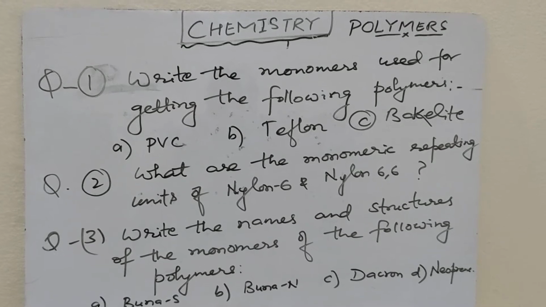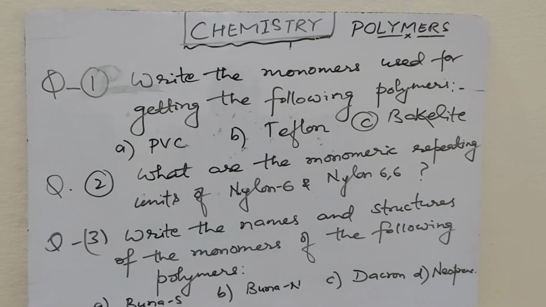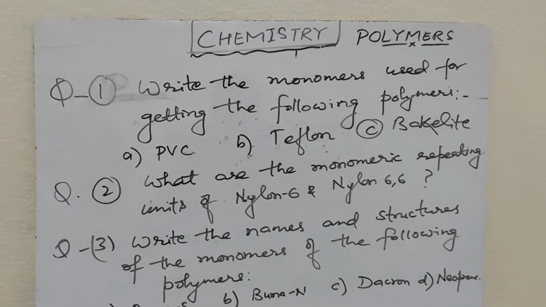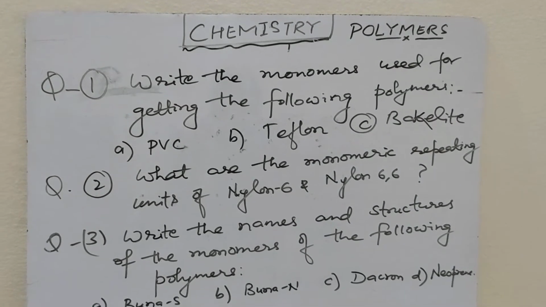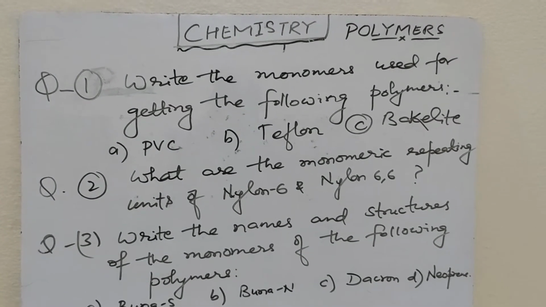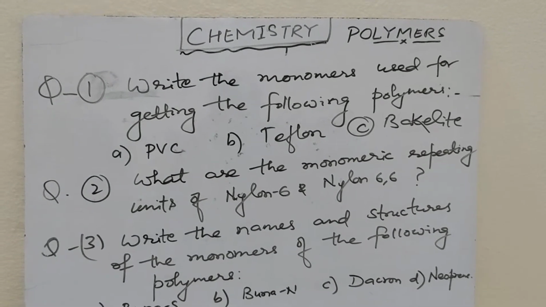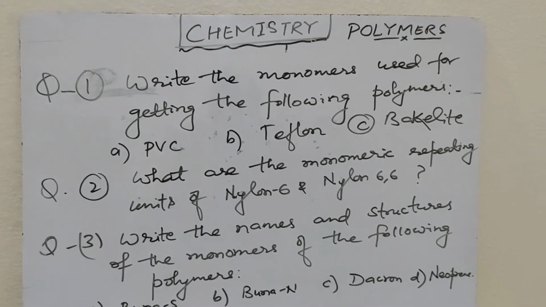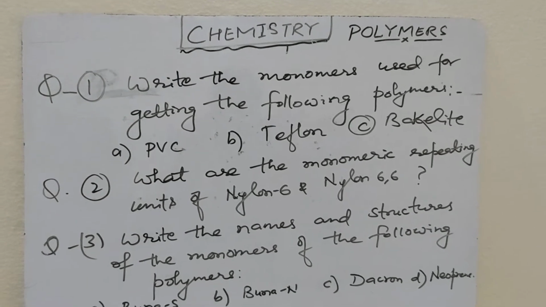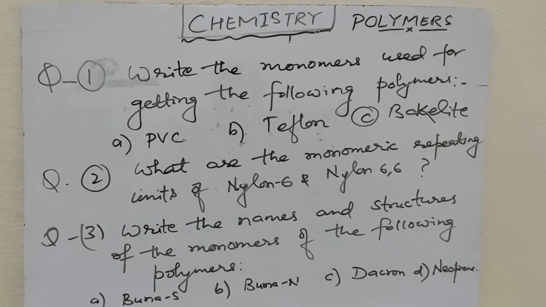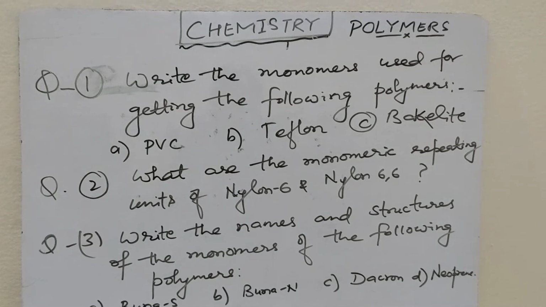So students, you have seen a list of I think 20 polymers along with their monomers, and you have seen the structure of a lot of monomers also. So you will be able to solve these 3 questions on the basis of all those structures as well as the monomers. So the first question is, write the monomer used for getting the following polymers.